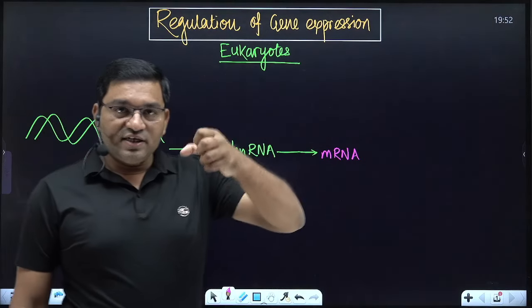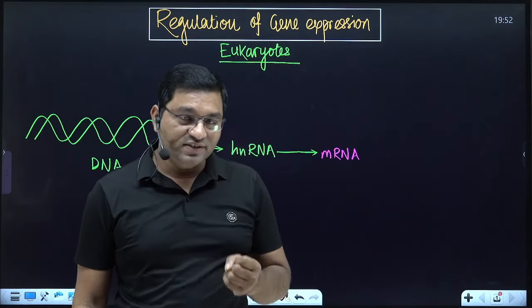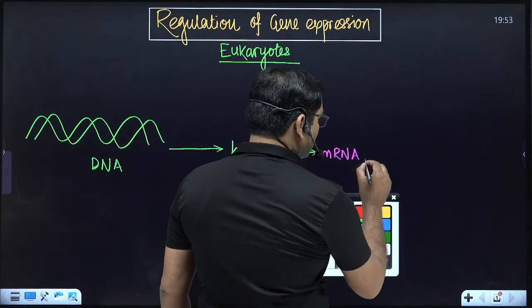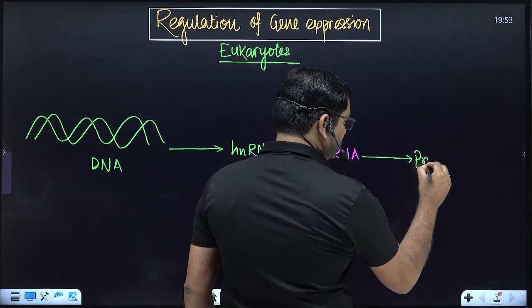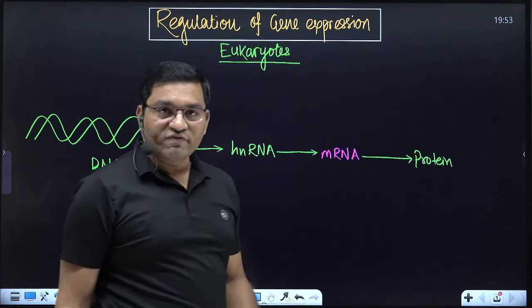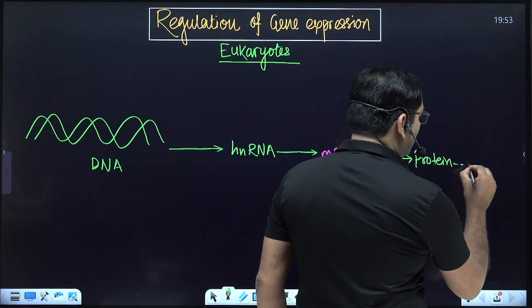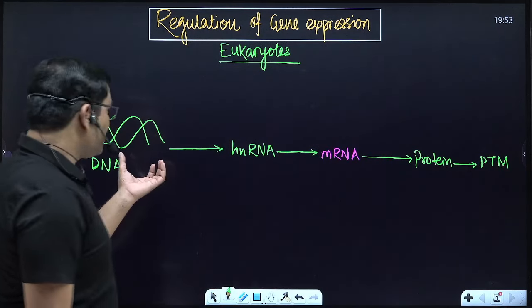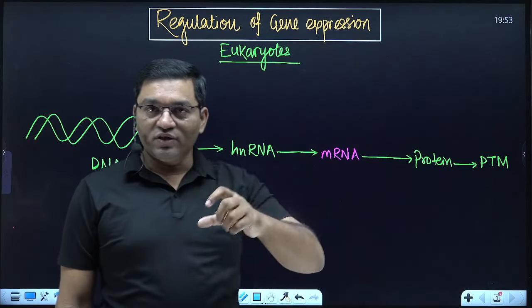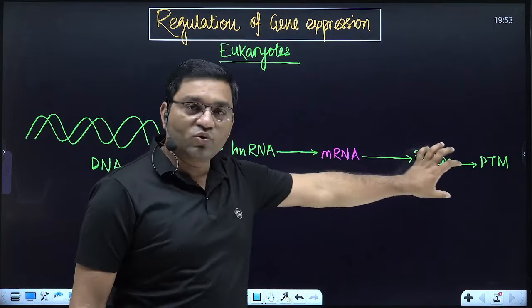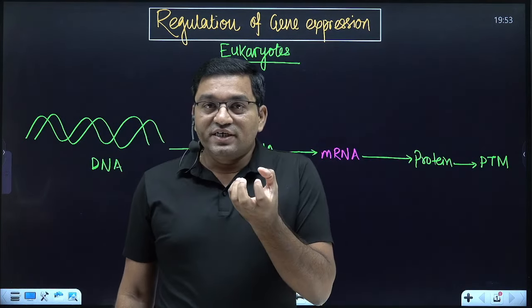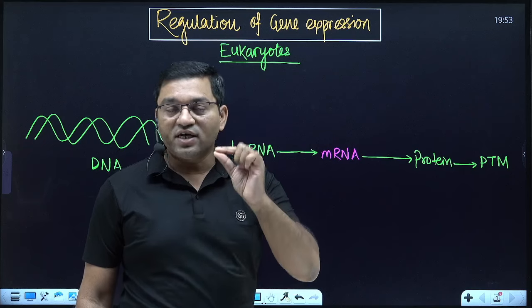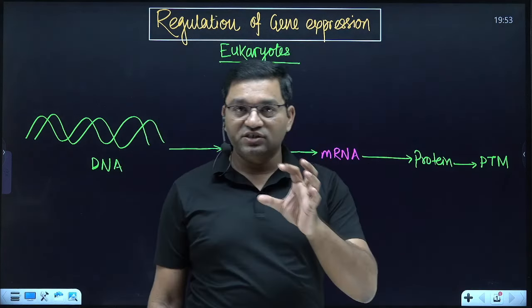Now, the information in the form of trinucleotide sequences, that is codons, in the mRNA is utilized for the synthesis of proteins. And again, the proteins are modified. This is known as post-translational modification. So these are the events in the central dogma of molecular biology, the flow of information from DNA to RNA to protein, and then the protein is expressed. Now in eukaryotes, there is an additional step, that is post-transcriptional modification, and also post-translational modification.